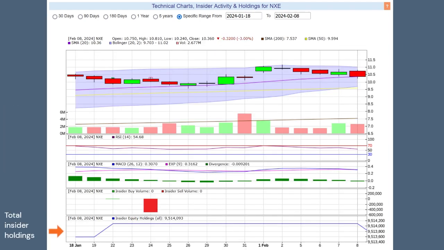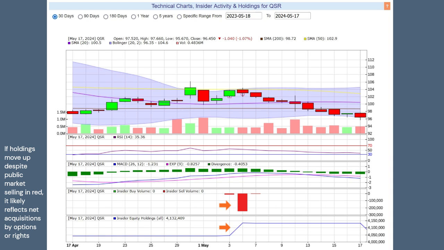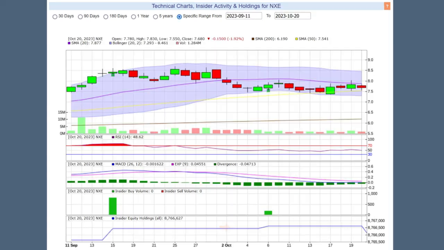The bottom chart shows the trend in overall insider equity holdings for the stock, where the total insider holdings are plotted for each day. If holdings move higher on a day when insider volume is red in the chart above it, it may mean insiders are exercising options or rights, but not selling all the newly acquired stock into the market, often a bullish sign. A jump in insider holdings as the stock is falling is often a contrarian bullish long-term sign.